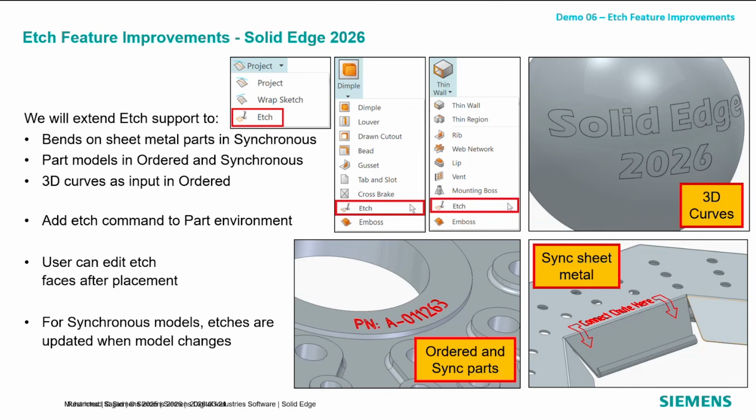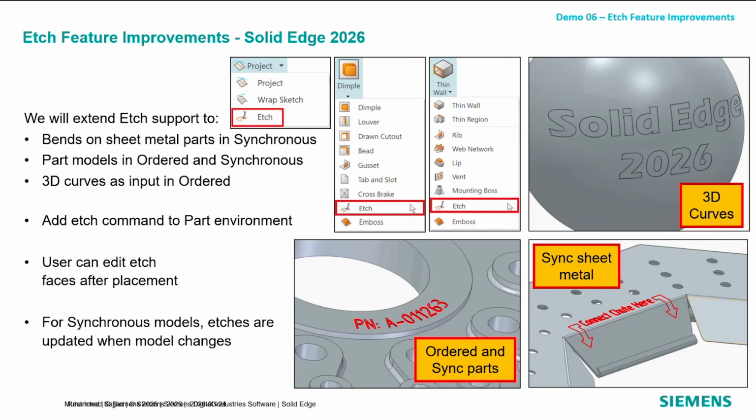We also added the Etch command to the part environment. So if you wanted to, you can click on the Etch command and create that. And also we added the ability for the user to edit the etch after they have placed it. And if you're modeling in synchronous, once you make a change to the model, you would be able to see the change in the etch. Those would be updated automatically.